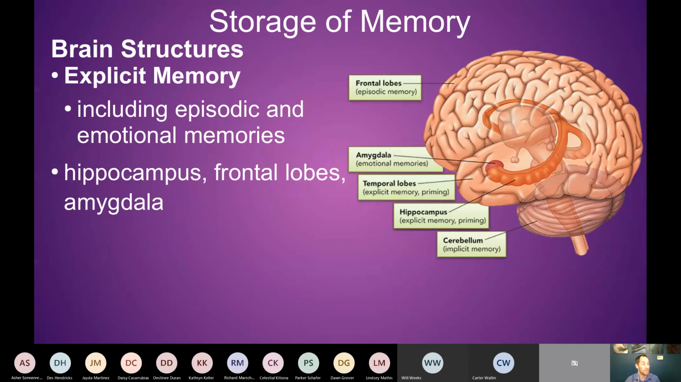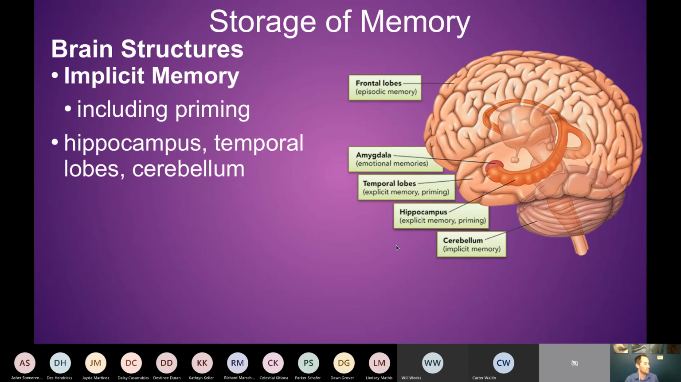So my amygdala, when I'm remembering that, is literally having me feel some of that same emotion, because that's part of the neural network that that memory is part of. So temporal lobes, explicit memory, priming memories, cerebellum as well. A lot of these areas of our brain that are involved in the actual actions are also involved in the memories themselves.